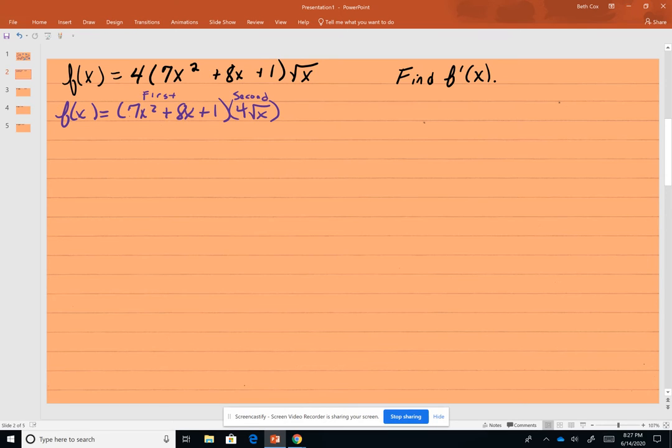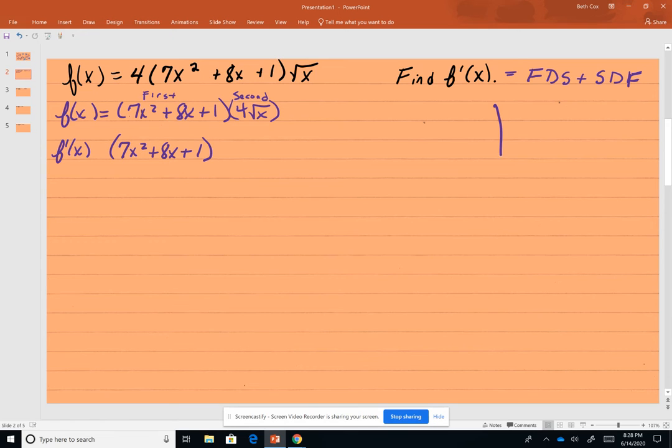Okay? And so when I find the derivative using the product rule, I'm going to do the first times the derivative of the second plus the second times the derivative of the first. Okay, that's just the way I remember it. That's not formal notation, but that's what works for me. If I try to change myself, I might get confused. So anyway, here's where we're going to go. To find f prime, we're going to take the first, which is this polynomial, and then we're going to do the derivative of the second.